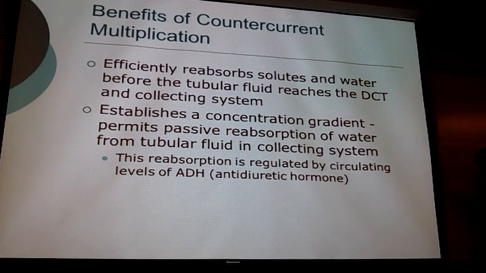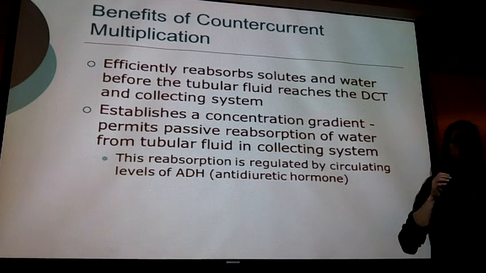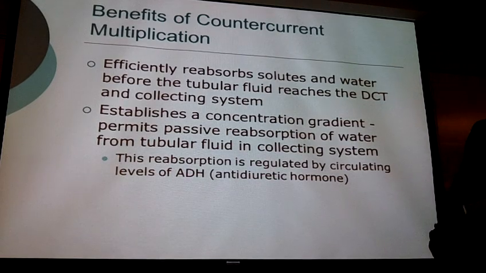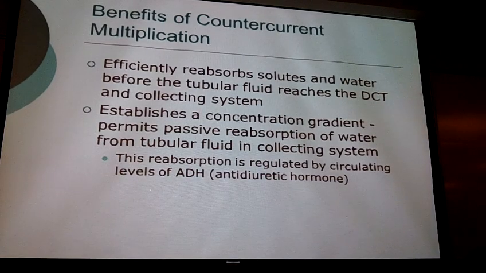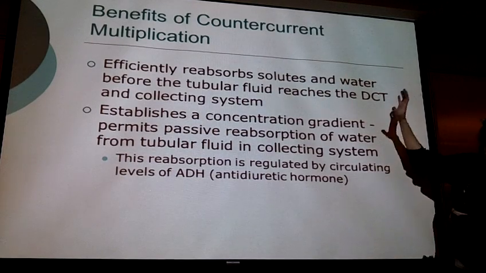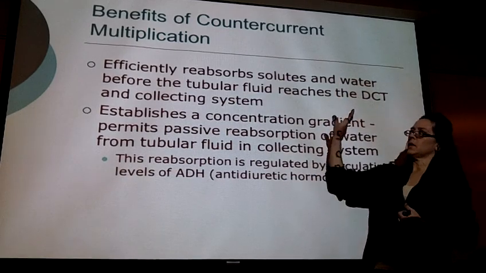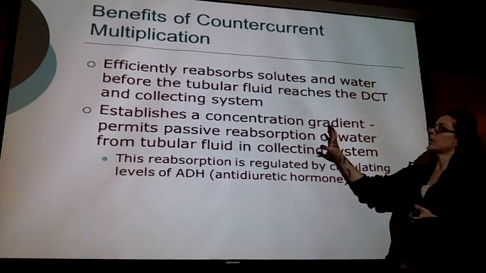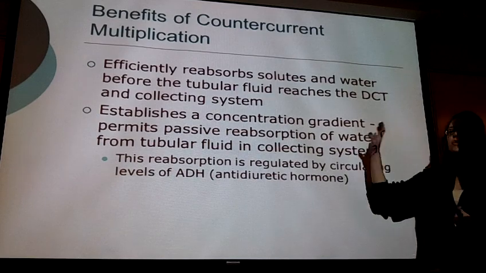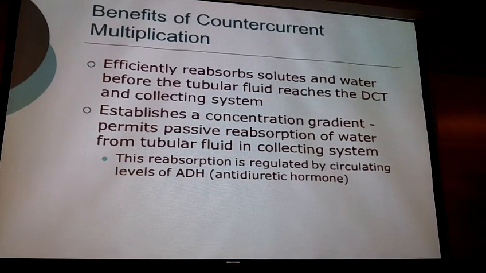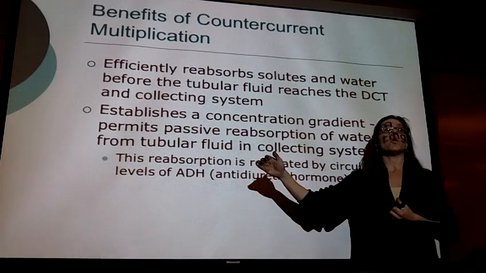So the loop of Henle is the last place where we have a setup that is always reabsorbing a certain amount of sodium and chloride and water. In the DCT and collecting duct, we're going to tweak that based on what hormone levels are. So having this loop of Henle is going to set up a nice concentration gradient in that interstitial fluid that's going to allow us to reabsorb water.